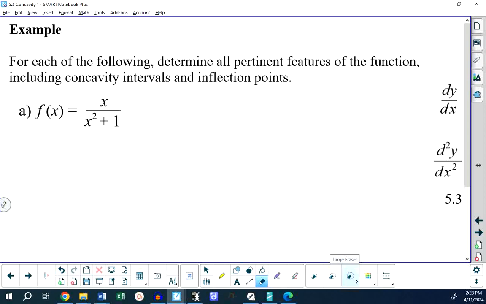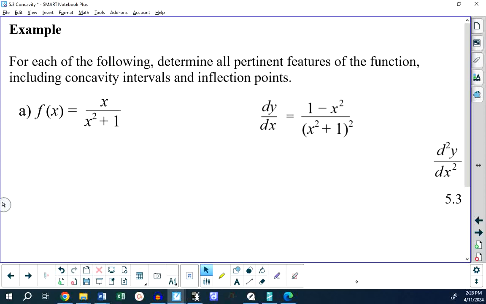So let's take a look at the first function. F of x equals x squared plus x over x squared plus 1. And we are asked to determine everything, including inflection points. And I thought I had put these in here because I didn't want to spend class time doing it this semester, but I didn't. So I put them in here, and you're going to take a minute and write down what the first derivative is. And what the second derivative is.